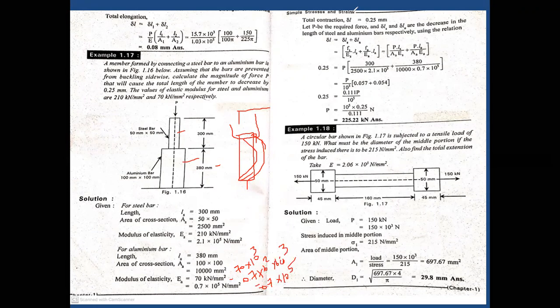The total contraction is delta L equals 0.25 mm, as given in the data. Let P be the required force, and delta L the decreases in the length of the steel and the aluminum bars respectively, using this relation. The total change in length is equal to the summation of individual changes in length. So we can substitute the values of every parameter into the formula, and by solving, we can obtain the P value, which will be 225.22 kilonewtons.